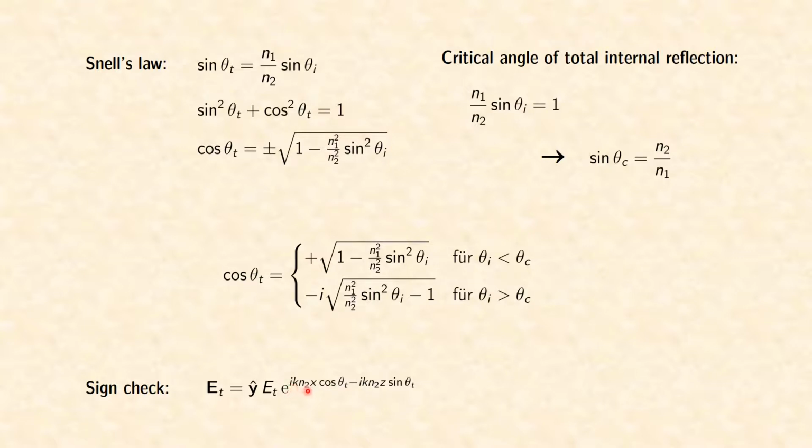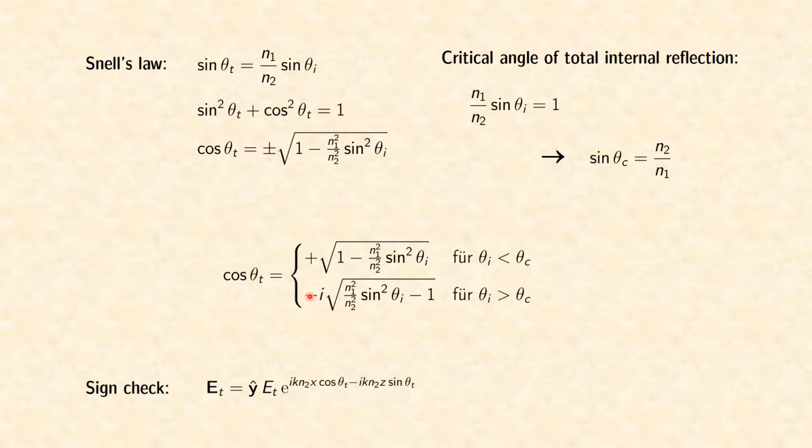decreasing with increasing negative x values. So when x goes to minus infinity, the exponential function goes to 0. And that is exactly the behavior which we need. And if we would have taken the plus sign here, we would get an increasing electrical field to infinity. So that would not make any sense.